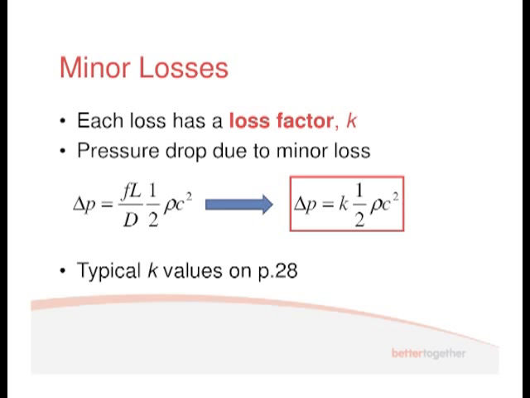So this is due to pressure, okay? And it's very similar form to this, except for instead of FL upon D, we drop that, and we insert K. So we've got K times the dynamic pressure, okay? K being our loss factor. And on page 28 of your notes, we've got a list of typical components, okay? And for each of those components, I've given you a K factor.